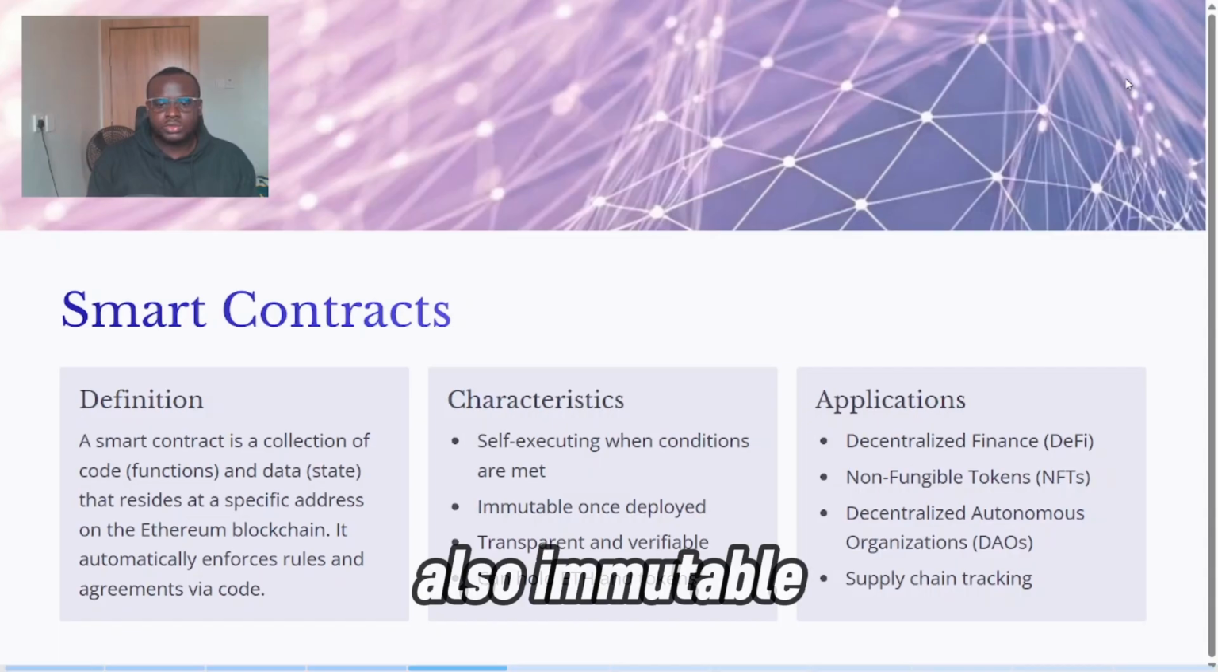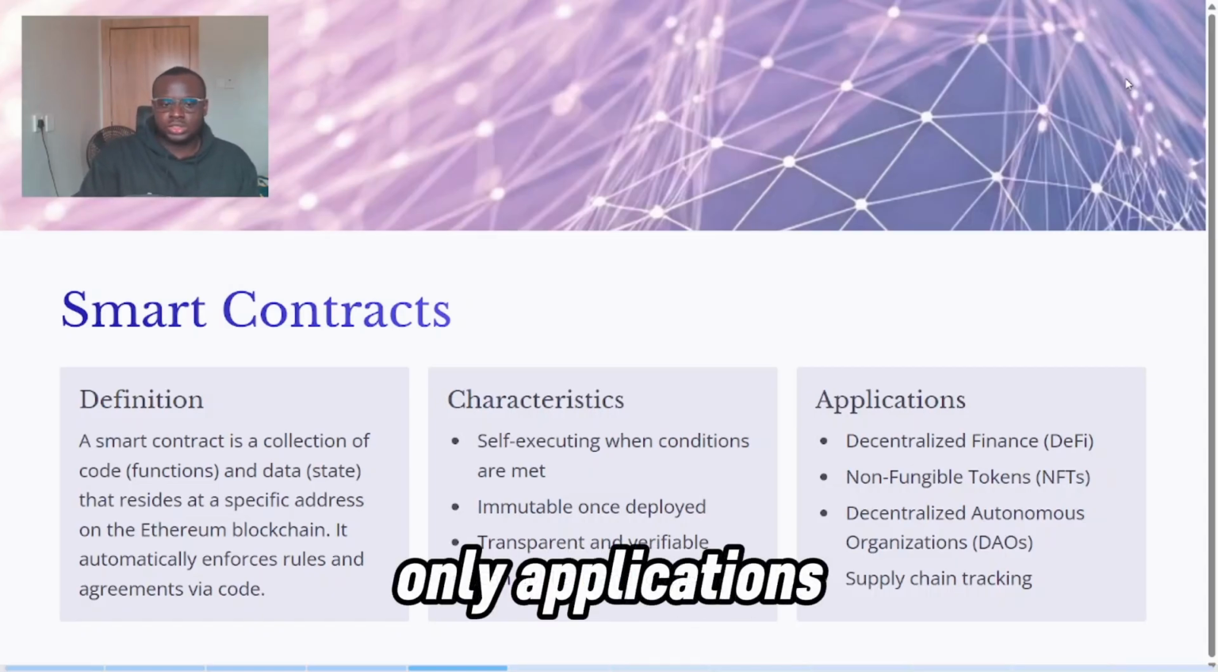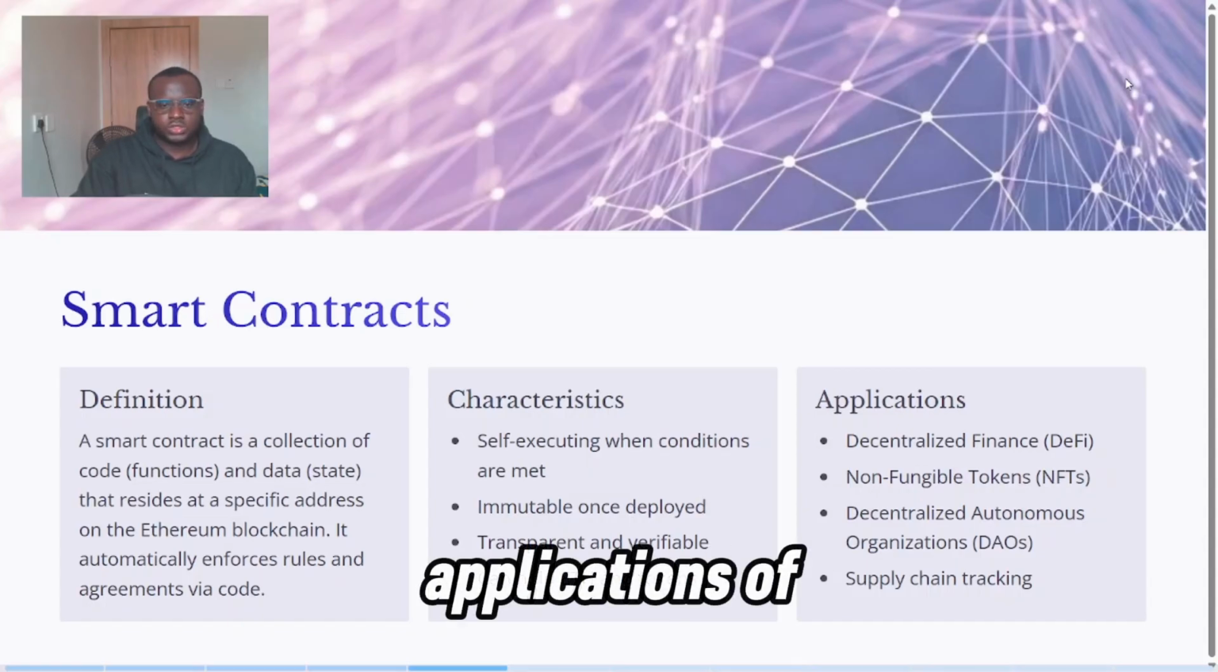They are also immutable once they are deployed, which means that once they are deployed, no changes can be made to smart contracts. They are also transparent and verifiable, and they can hold ETH and tokens. The applications of smart contracts include decentralized finance, NFTs, DAOs, and supply chain tracking. These are not the only applications of smart contracts, but they are some of the most popular.